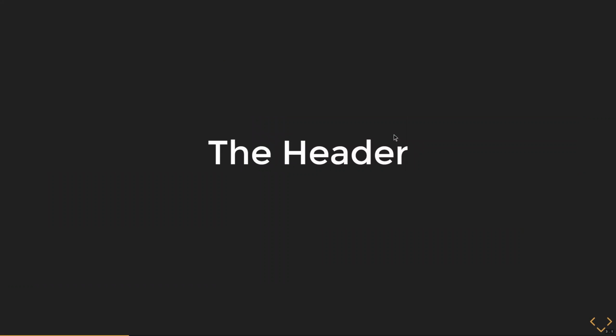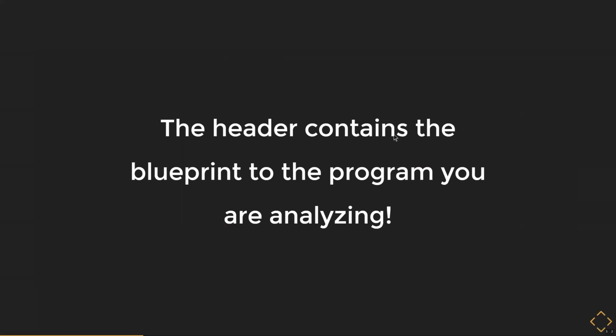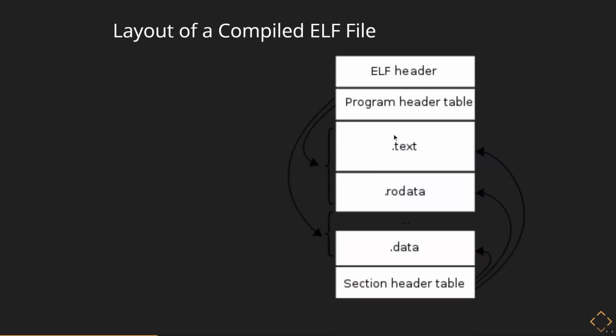So let's start off with seeing how files are compiled, and we're going to go through the header, because the header, which is the beginning of a file, contains the blueprint to the program you are analyzing. We're going to focus on ELF files because you're going to generally run into Linux when doing CTFs or most practice problems. So this is the best way to get started. Let's go through this a little bit.